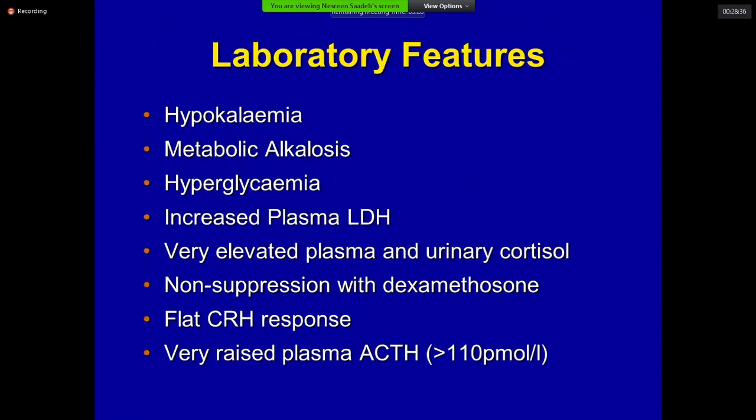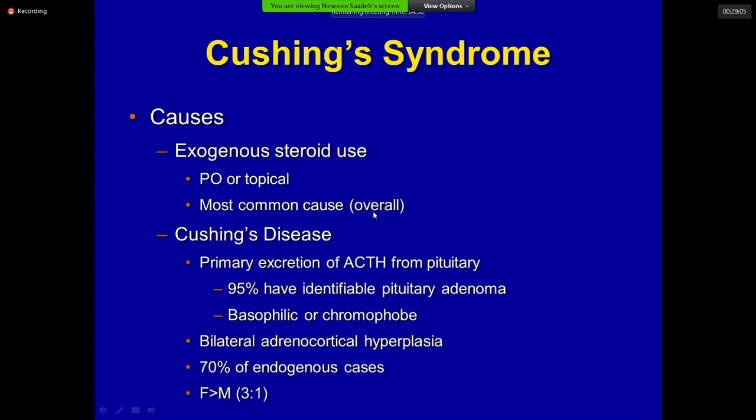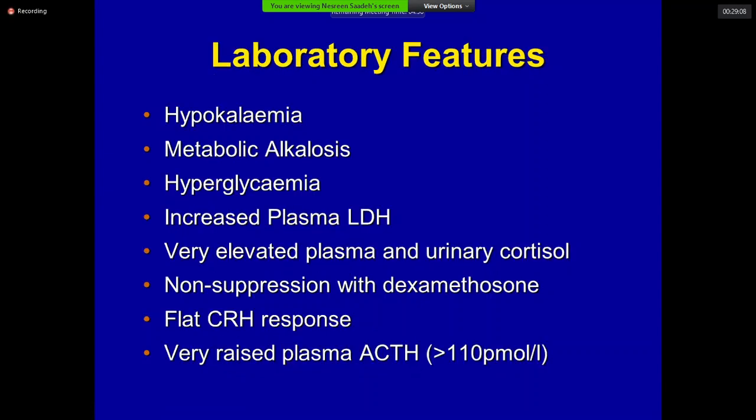Now, people who have Cushing will have hypokalemia because of the excess effect of the mineralocorticoid. By having a high cortisol level, it will have a high mineralocorticoid activity. Metabolic alkalosis, hyperglycemia because of the effects on the protein and fat, and there will be high plasma LDH because of the catabolic state. And of course, we will have the high plasma and urinary cortisol, and in cases of Cushing disease, the high plasma ACTH level.